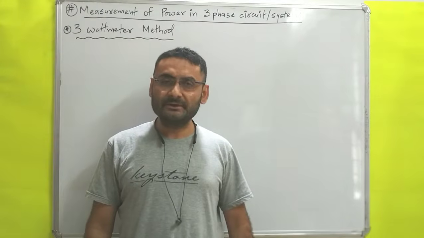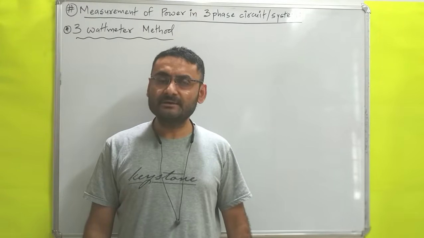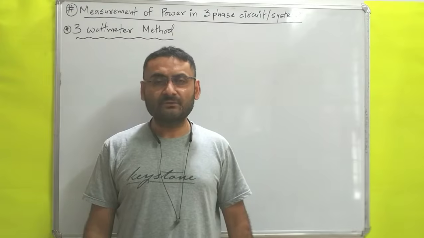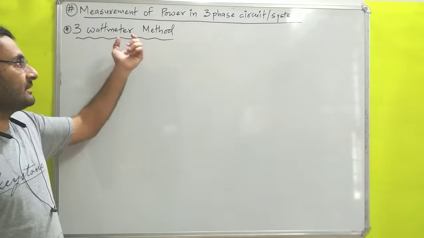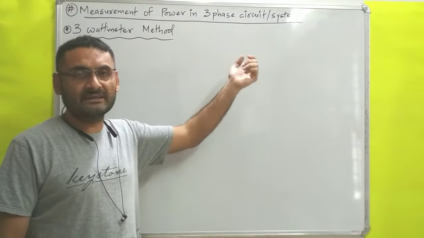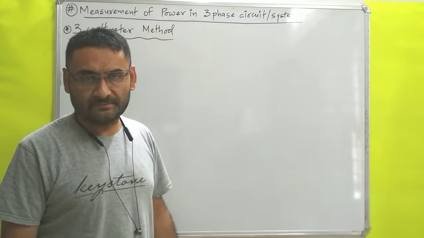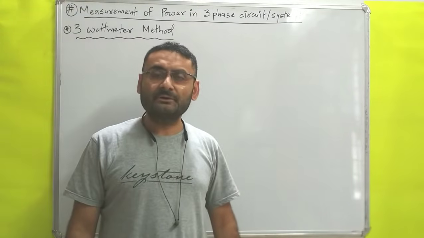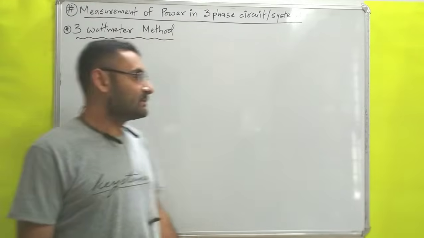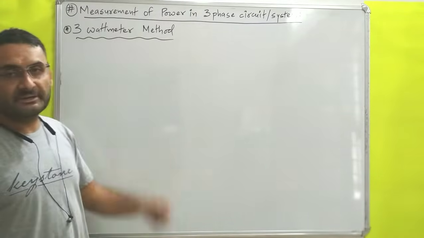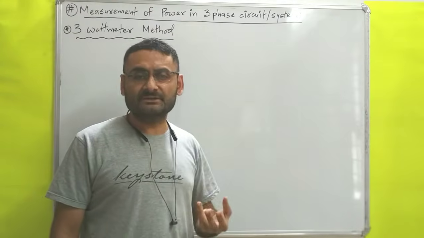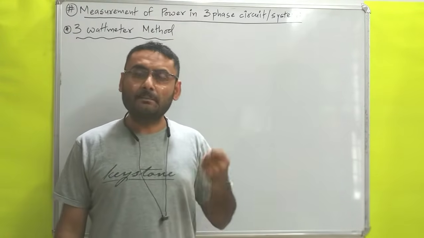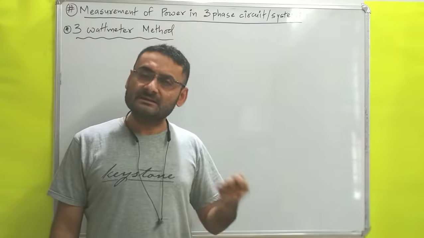Hello students, today we will study unit number 2, AC circuits, in which we are going to understand one topic, which is measurement of power in a three-phase circuit or three-phase system. In this video we are going to understand one method, which is the 3 wattmeter method, that is, how with the help of 3 wattmeters we can measure the power of a three-phase system.